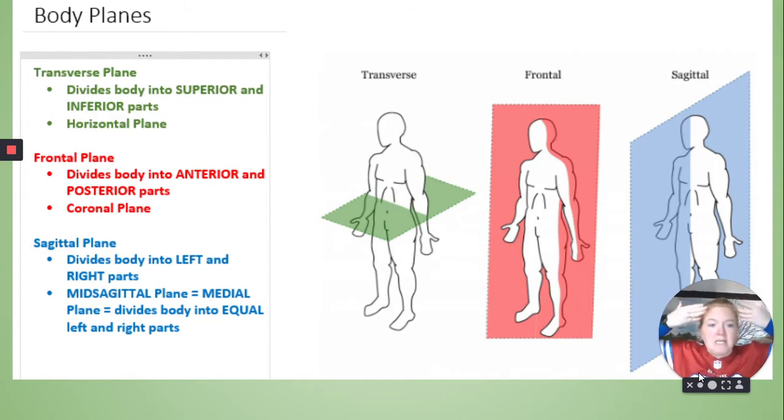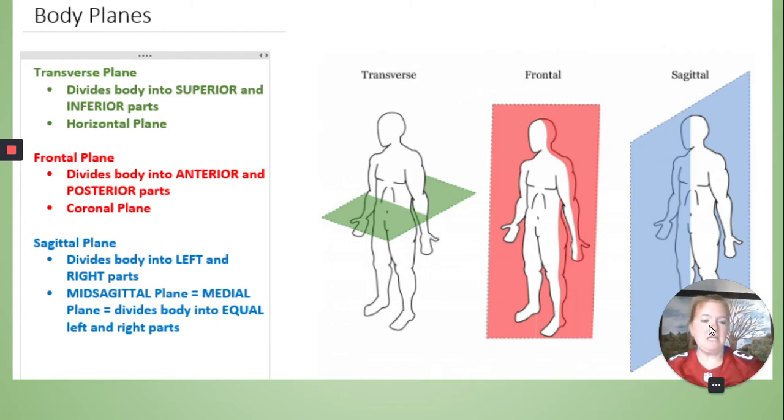The next body plane we're going to talk about here is frontal. Frontal is like this. Think about separating the front of the body from the back of the body. Okay. Another term for the frontal plane is the coronal plane. Okay. The frontal plane is going to separate the body into an anterior half and a posterior half.